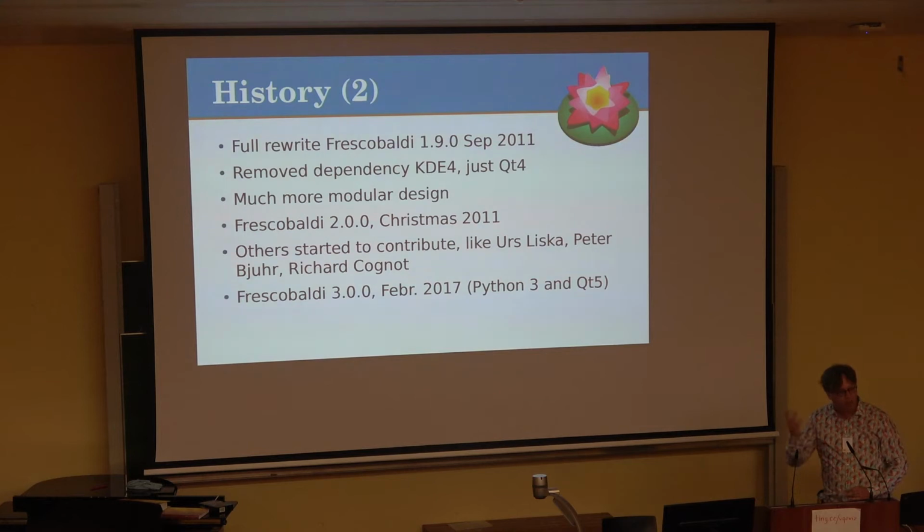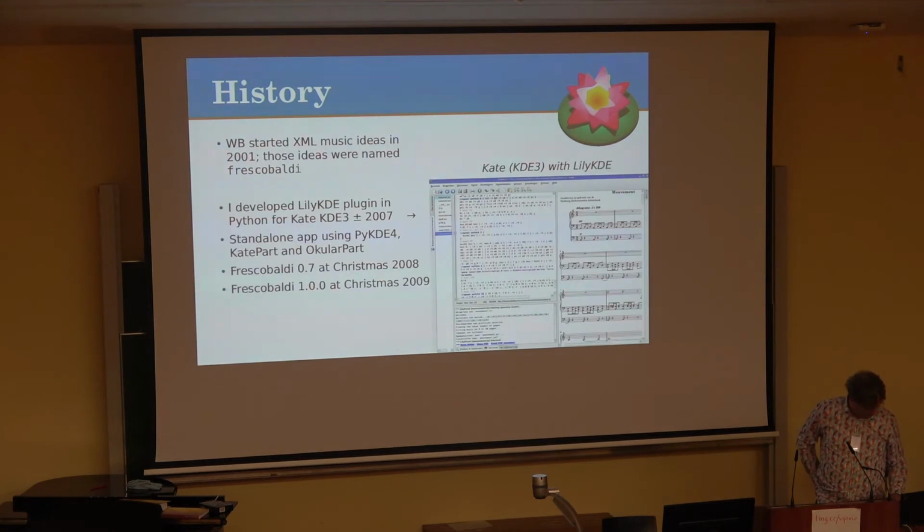Then KDE 4 came out, and it did not support Python plugins in Kate anymore, so that was not maintained. So I was on my own. Well, I made a standalone app, using PyKDE 4, which is the Python binding to KDE, and Qt4, which KDE depends on. And it used the Kate part and the Okular part. That was the first Frescobaldi.